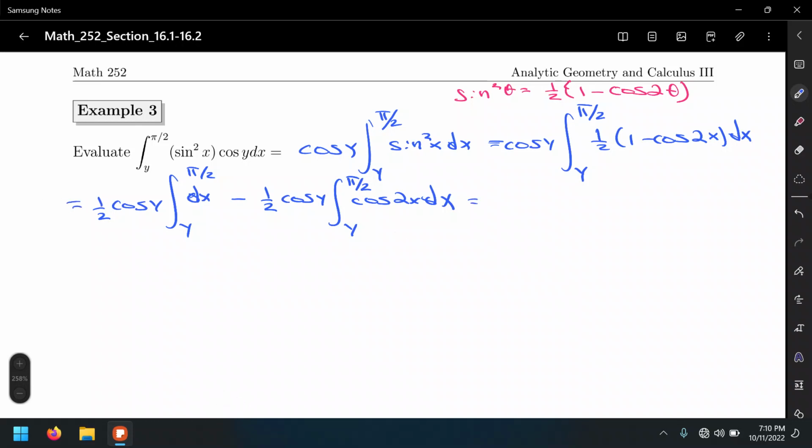So I'm going to leave a space for something here. So that's an x minus 1/2 times 1/2 the integral of cosine 2x, which is sine 2x, and evaluate it from y to pi over 2. And outside I'm going to have this common factor of 1/2 cosine y.